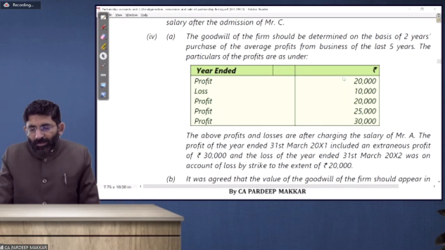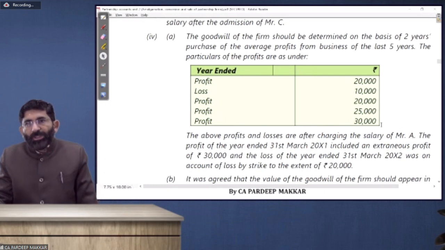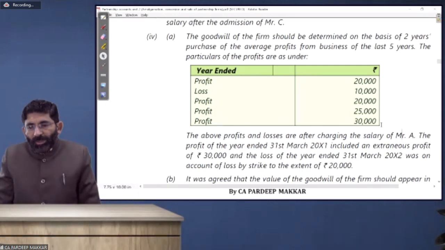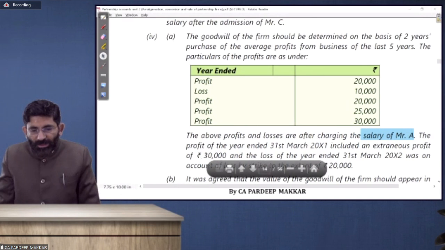In this, some technical things are given. He says above profits are after charging the salary of Mr. A. So as salary is not to be paid in future, we always take that profit for calculation of goodwill which is a normal profit, the profit which is to be continued. So this profit is not to be continued, because this includes adjustment of salary of A. So that is to be reversed now. We have to reverse the salary paid to A. The profit for the year ending is rupees 30,000.